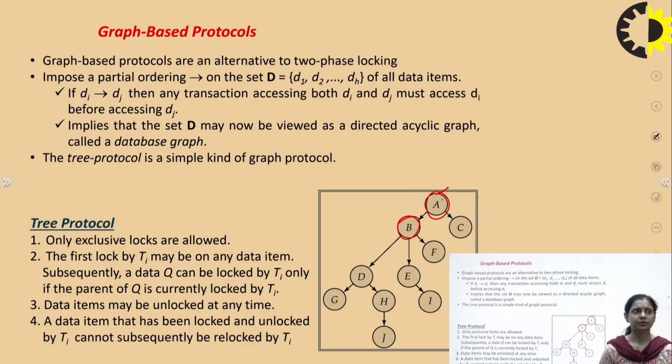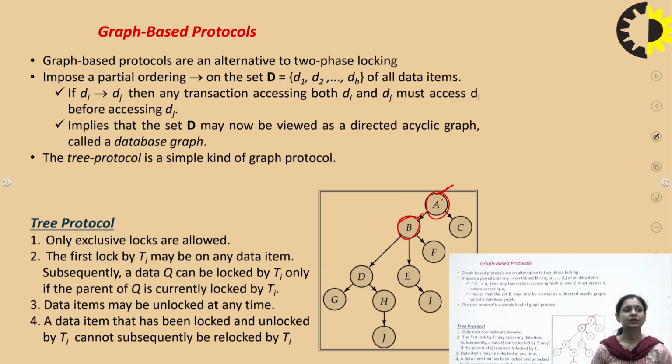The tree protocol is a simple kind of tree graph protocol where only exclusive locks are allowed. We do not allow shared locks because the graph-based protocol says that the first node should be accessed, only then the other node will be accessed. The first lock by any transaction may be on any data item. There is no restriction on any data item when we are applying the lock for the first time.